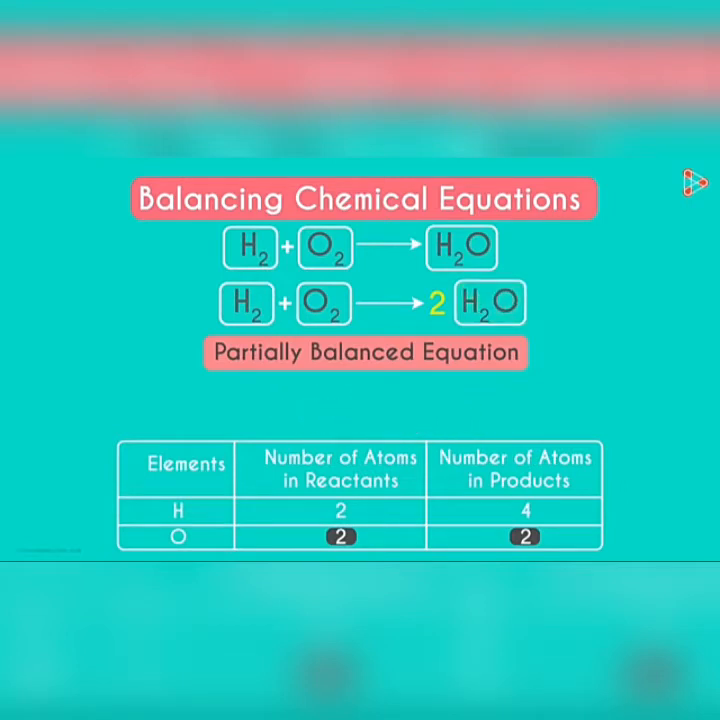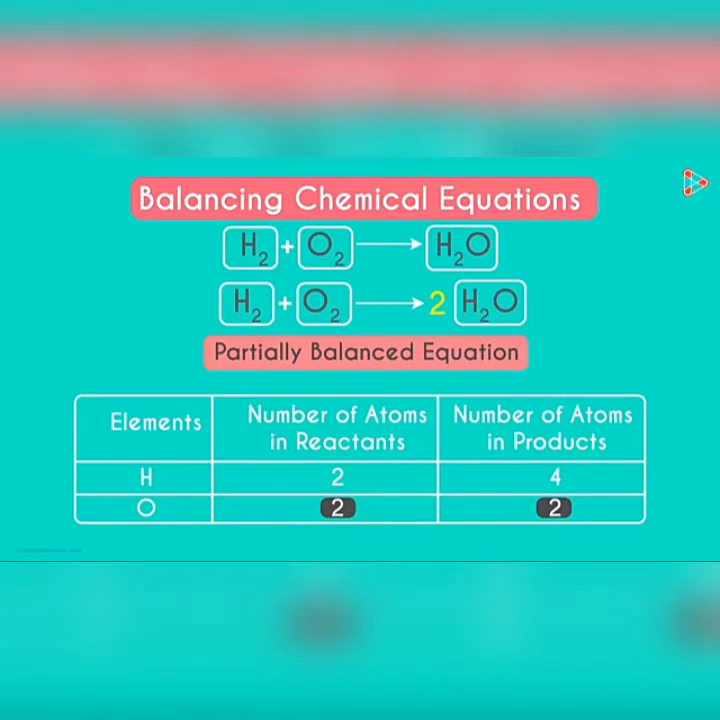The number of oxygen atoms on each side is balanced now. But what about hydrogen? When we multiplied this compound with 2, what happened? The number of oxygen atoms were equal on each side, but what about hydrogen atoms? The number of hydrogen atoms on the right became 4. And what's the number of hydrogen atoms on the left? It's 2. So how do you think we can balance the hydrogen atoms now?